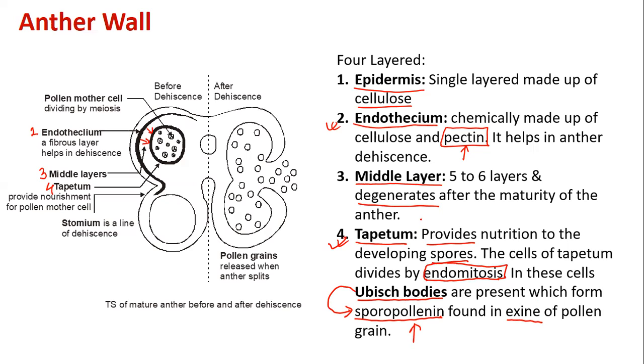So the two things you must know from the NEET perspective regarding the tapetum: first, it provides nutrition to the developing spore. Number two, it divides by endomitotic cell division and provides the Ubisch bodies, which eventually form the sporopollenin. So understood, both of you, is it clear? Yes, sir. Okay, please take a note of it. Once done, let me know.